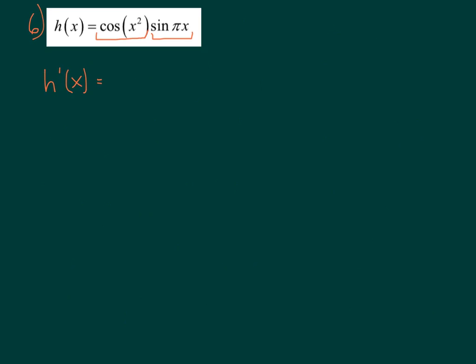All right, so h prime of x, using the product rule. We have first, which is cosine of x squared, times the derivative of the second. So the derivative of sine pi x, well, that would be cosine, because I take the derivative of the function, leave the angle, which is pi x, times the derivative of the angle. All right, well, what is the derivative of pi x? Remember, pi is just a number. If I were asking you to take the derivative of 3x, you'd tell me it was 3. So when I ask you to take the derivative of pi x, it's going to just be pi.